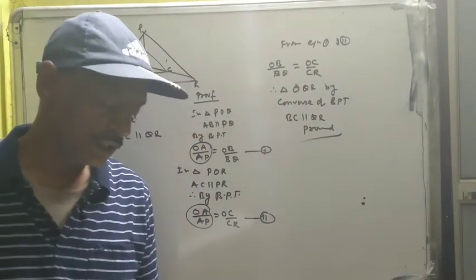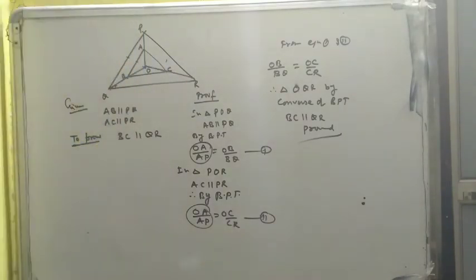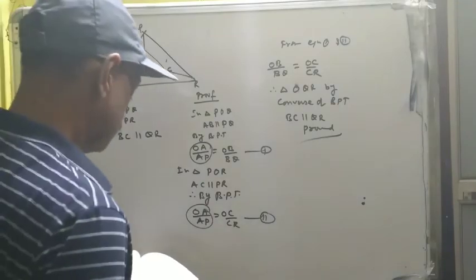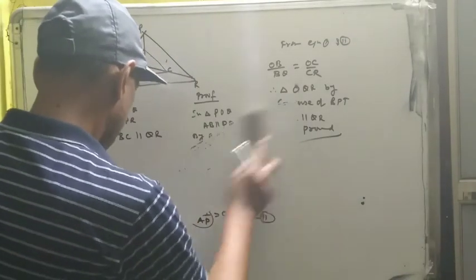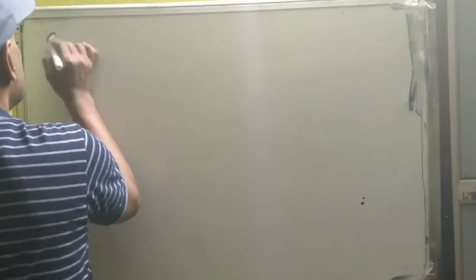Let us see question number 7. Using theorem 6.1, we have to prove that a line drawn through the midpoint of one side of a triangle parallel to another side bisects the third side. This is known as the midpoint theorem, as you have studied in standard 9. So let us see how we will solve this question by using theorem 6.1.